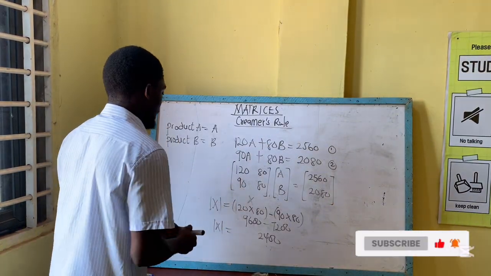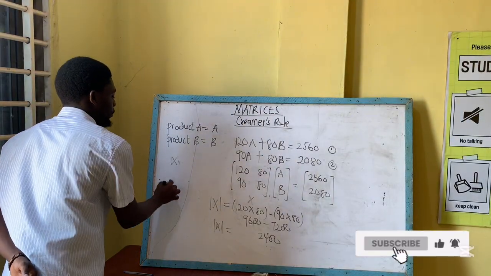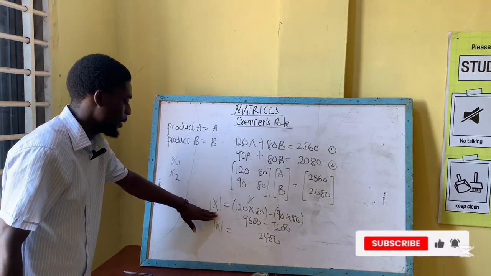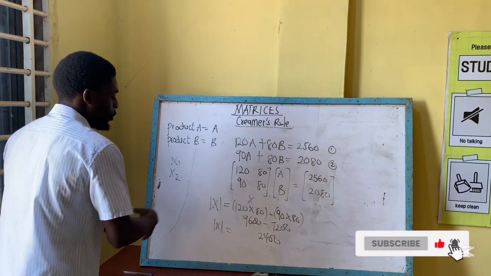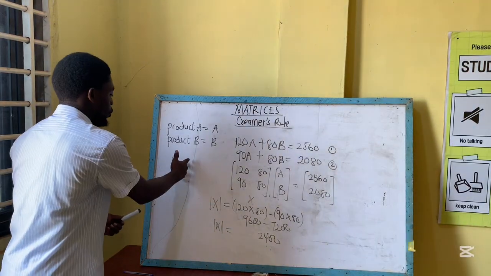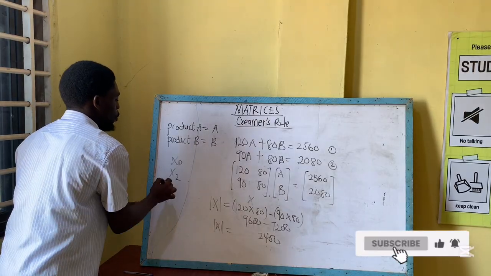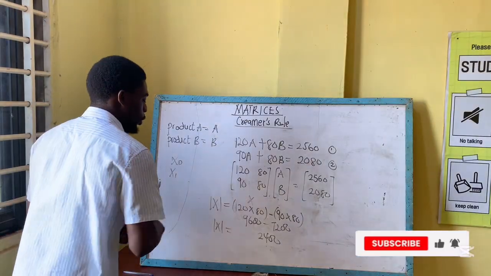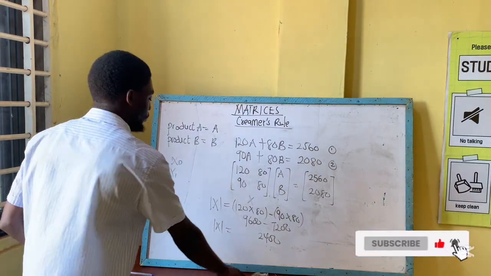You are going to name it as either X1 or X2. It all depends on you. Since we name this matrix X, we can decide to name the other one X0 or X1, then the other one X1 or X2. So it all depends on you.